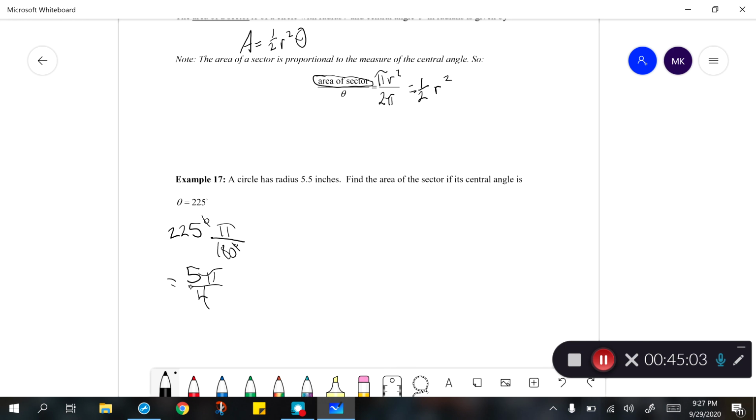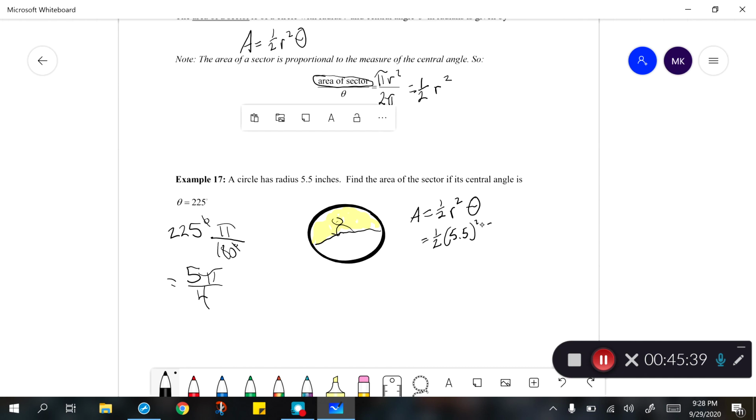So 5 pi over 4, we can think of this the same way. This is again going to end up in the third quadrant. So we have a circle. Our angle is something like this. Here's our theta. So what we're trying to find is this area. To do that, we simply follow our equation. So the area is equal to 1/2 r squared theta. So that's 1/2 times 5.5 squared times 5 pi over 4.